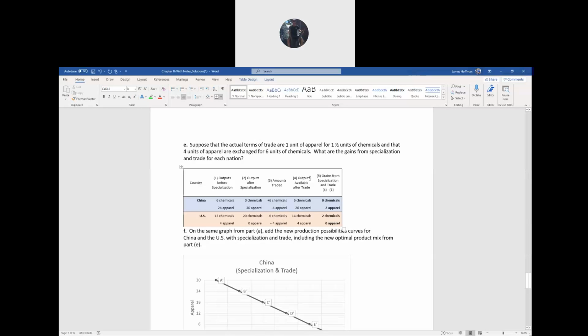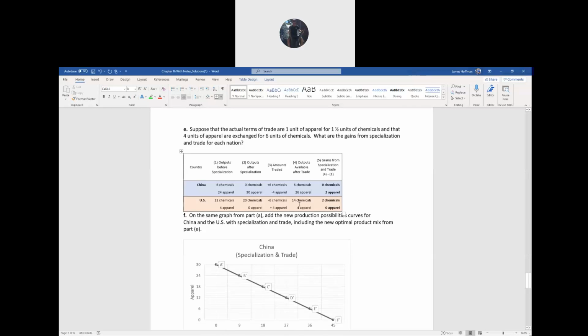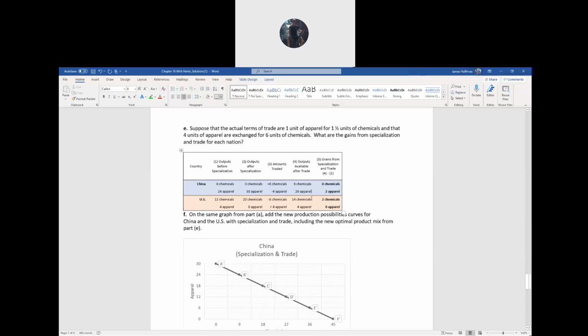And column 4, what are the outputs after they specialize and trade? That's just column 2 plus column 3, right? 0 plus 6 is 6 chemicals, and 30 minus 4 is 26 apparel for China. 20 chemicals minus 6 is 14 chemicals, and 0 plus 4 is 4 apparel for the U.S. So these are the outputs after specialization and trade for both countries.